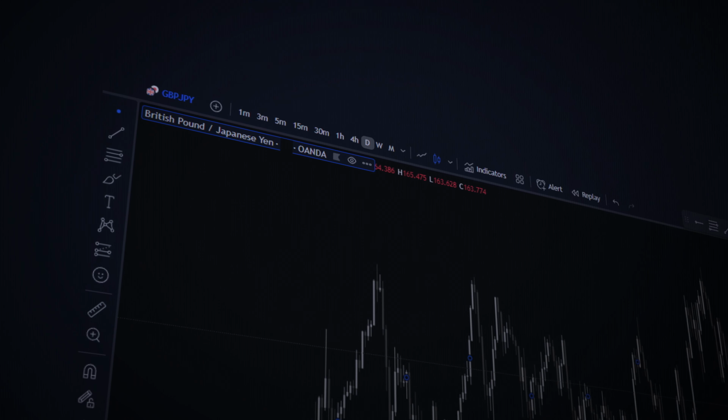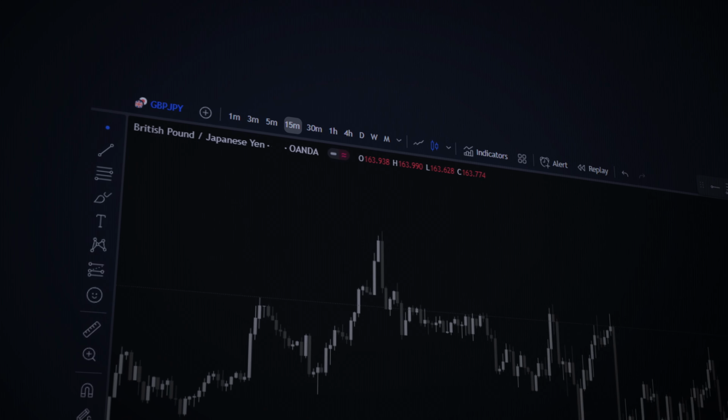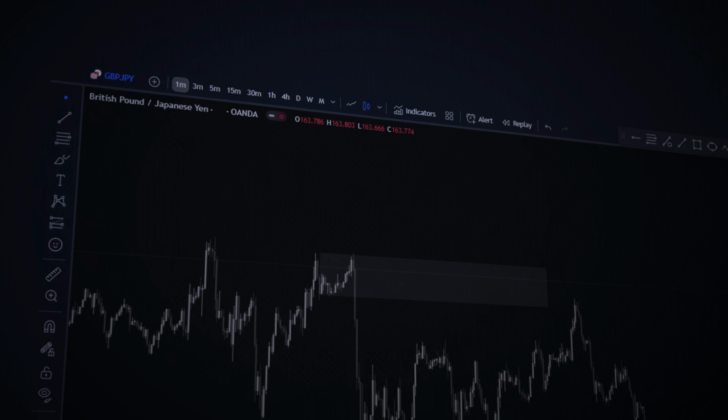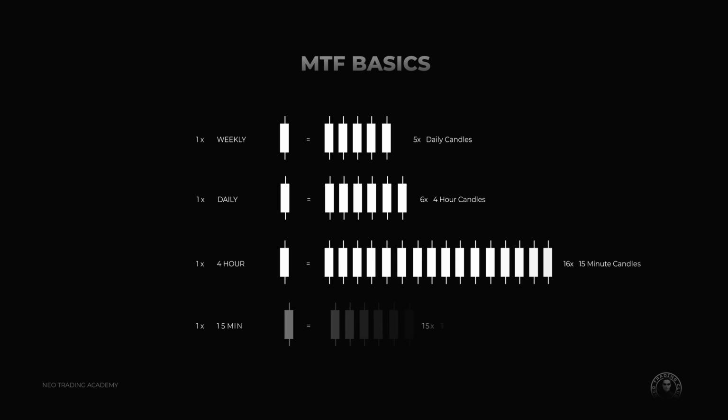As I mentioned before, we use multi-time frame analysis to understand the bigger picture of the charts, but it can also be used to spot strong zones. First, let's understand the basics of multi-time frame. One week candle equals 5 daily candles. One daily candle has 6 4-hour candles and so on.